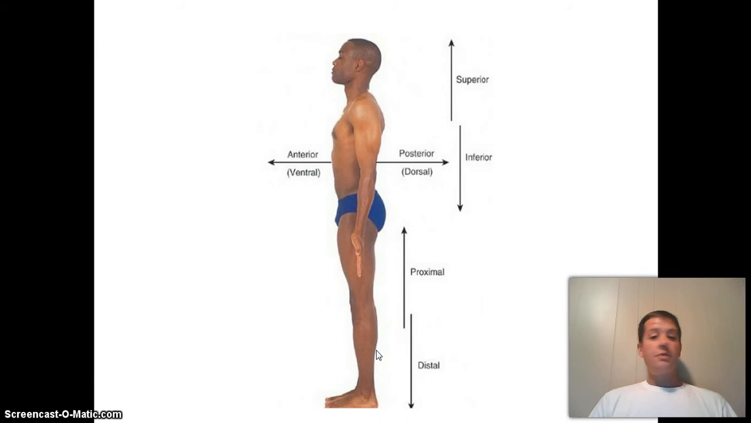So when I described earlier, pointing to the front of your forearm, we should actually be talking about the anterior of the forearm if you're in the correct anatomical position. And you can see the other ones here: superior, inferior, proximal, and distal again.